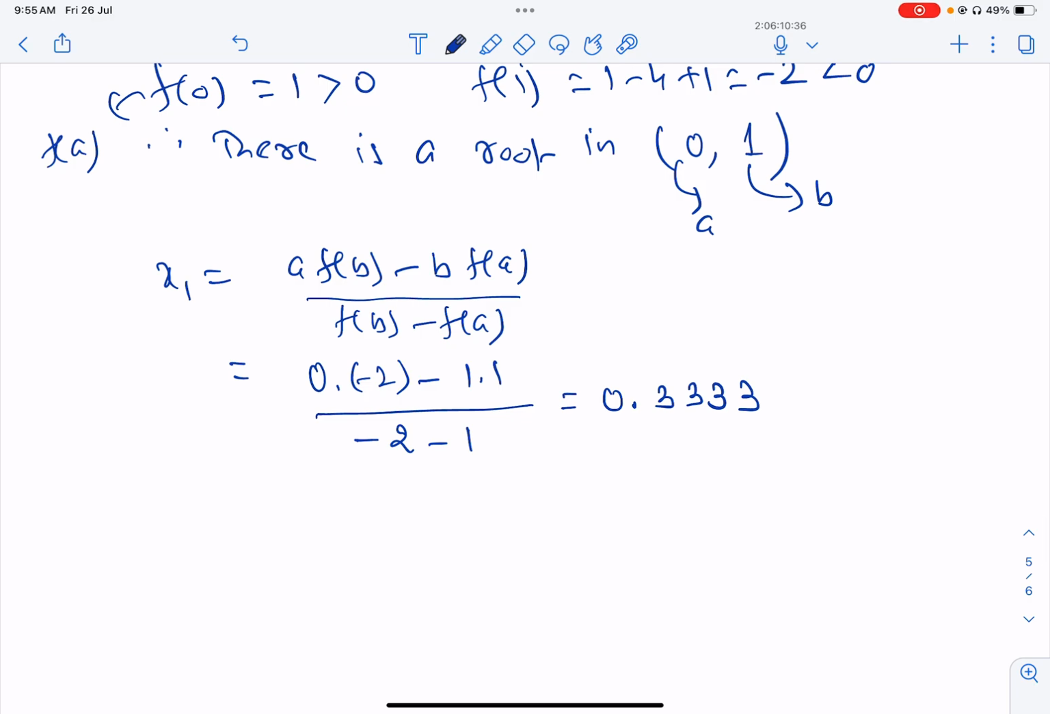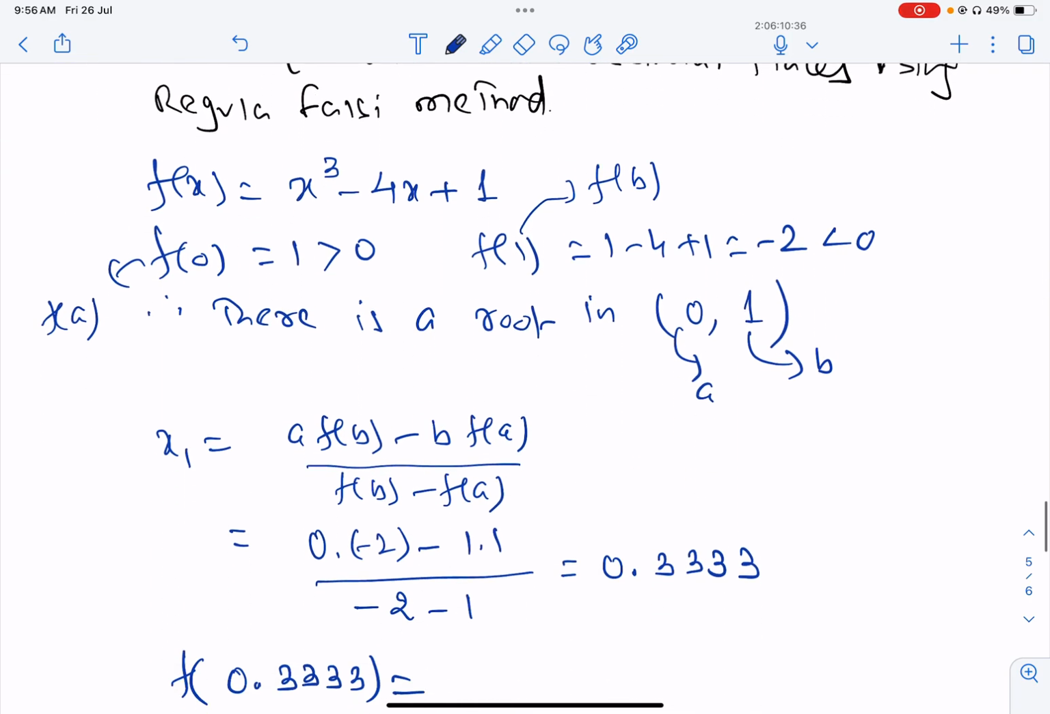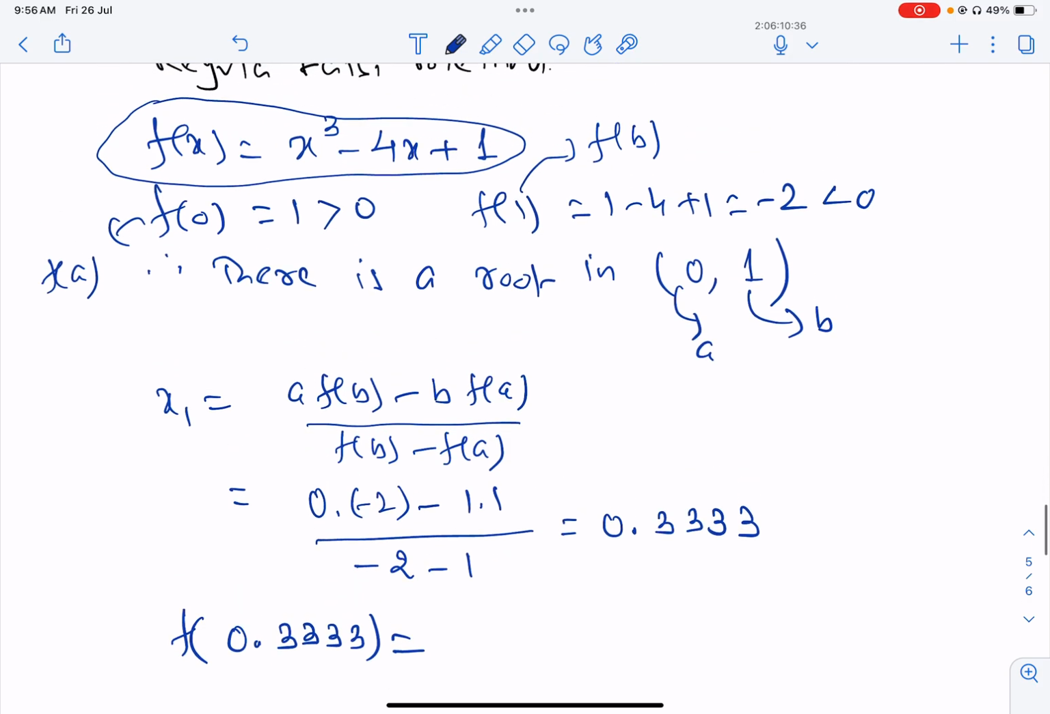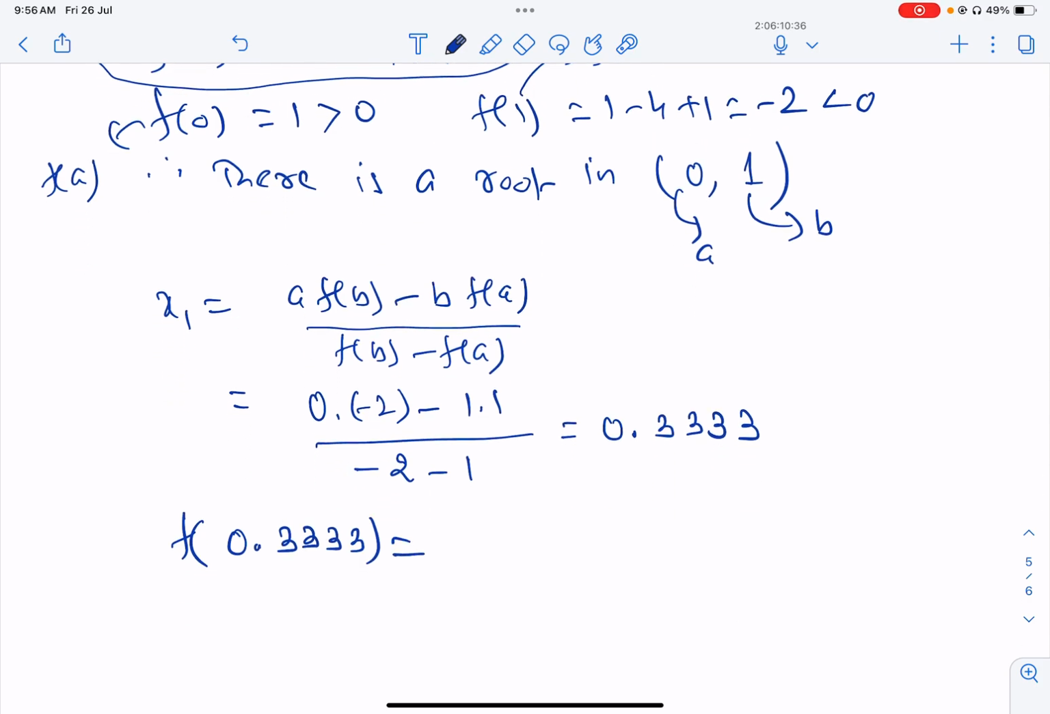Now we can find out f of x1, like f of 0.3333. Here this is f(x). You can use the calculator and put this value, 0.3333 cube minus 4 into 0.3333 plus 1. You will find that it is minus 0.2962. That means it is negative.